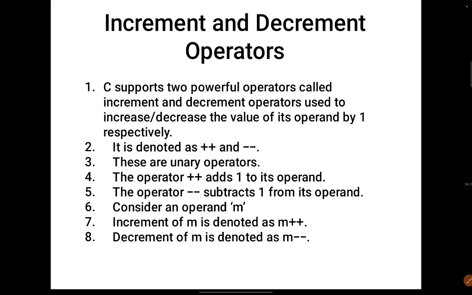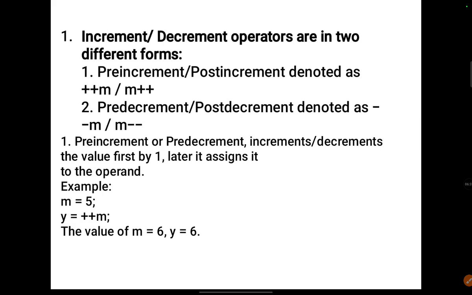Consider an operand m. Increment of m is denoted as m plus plus. Decrement of m is denoted as m minus minus. Increment or decrement operators come in two different forms: pre-increment or post-increment, denoted as plus plus m or m plus plus. Pre-decrement or post-decrement, denoted as minus minus m or m minus minus.